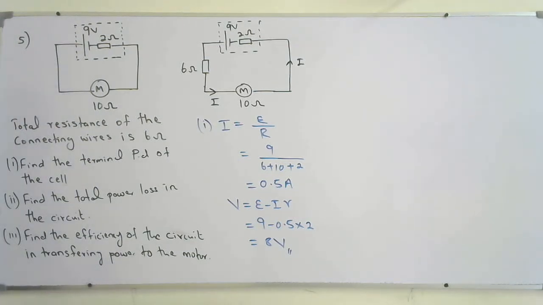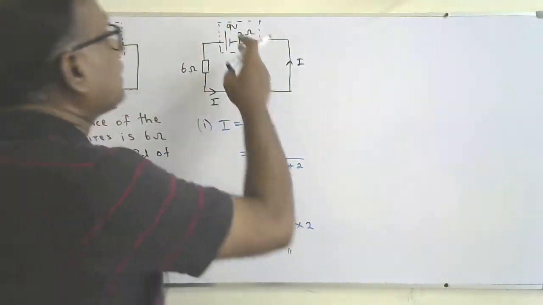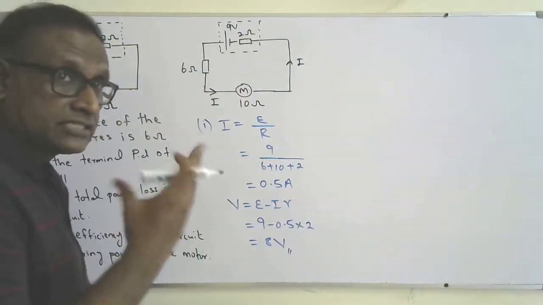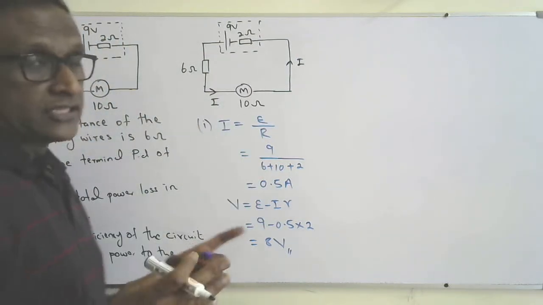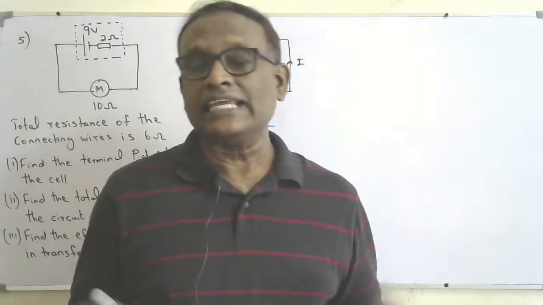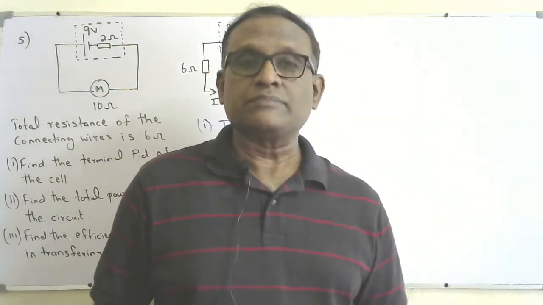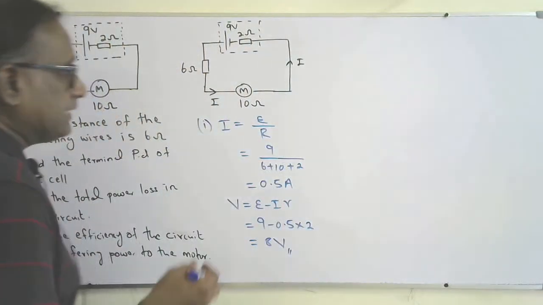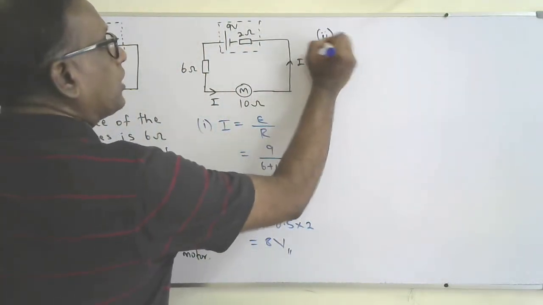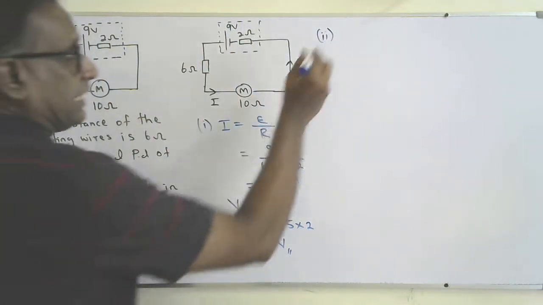Second part, find the total power loss in the circuit. Total power loss will be in the connecting wires and the internal resistance. Total power loss means the power wastage, where unwantedly we are losing power. Anyway, the motor has its power, it needs power for that. So the total power loss in the circuit will be the power loss in the internal resistance as well as the power loss in the connecting wires.